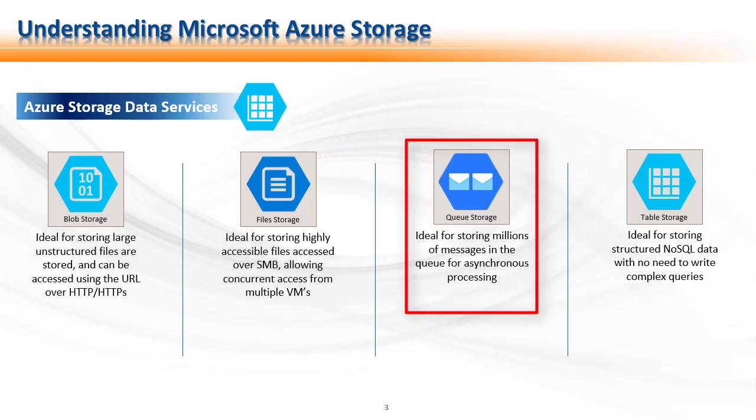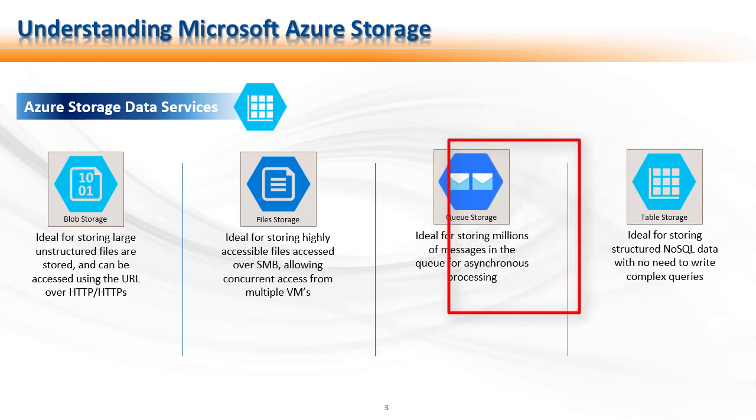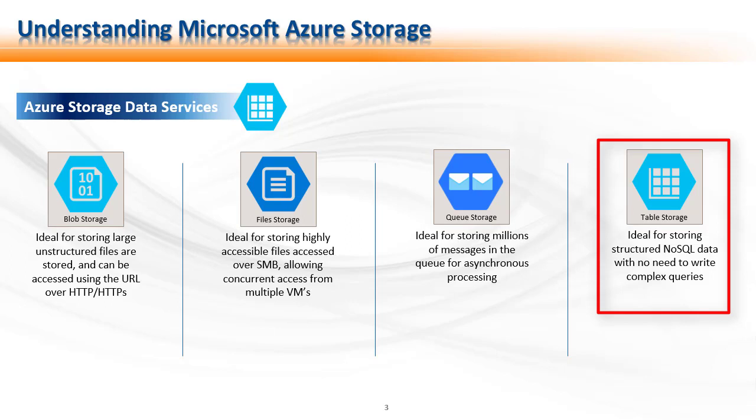Third one is the queue. As the name suggests, queues are used to store and retrieve millions of messages, and each message up to a size of 64 KB for asynchronous processing. The last one, table storage data service. This data service from Azure Storage stores structured NoSQL data, which is, you can say, non-relational. With the schema-less design, it is easier to adapt as per requirements.